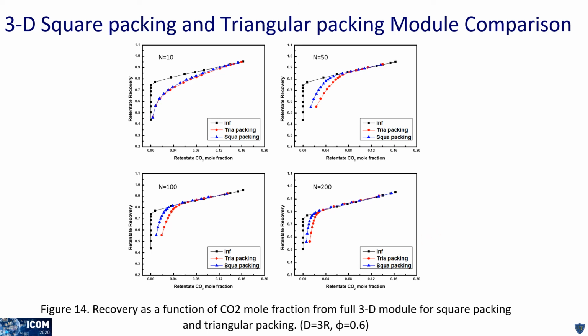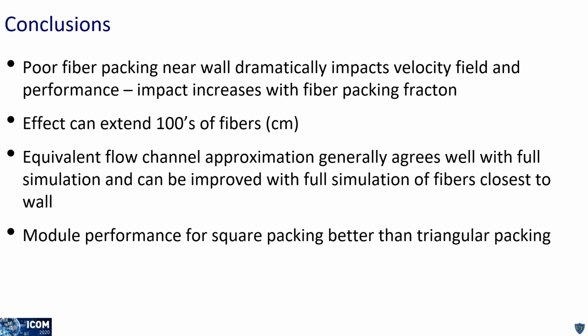And so with that, I'd like to conclude that poor fiber packing near the wall can dramatically impact the velocity field and ultimately the performance of a gas separation module in which we feed the gas to the shell. We expect similar effects if we were to introduce a sweep, and this impact increases with fiber packing fraction. This effect can extend hundreds of fibers, which, if you go through the calculation assuming a fiber size of anywhere from say 200 to 300 microns, can be on the order of tens of centimeters.